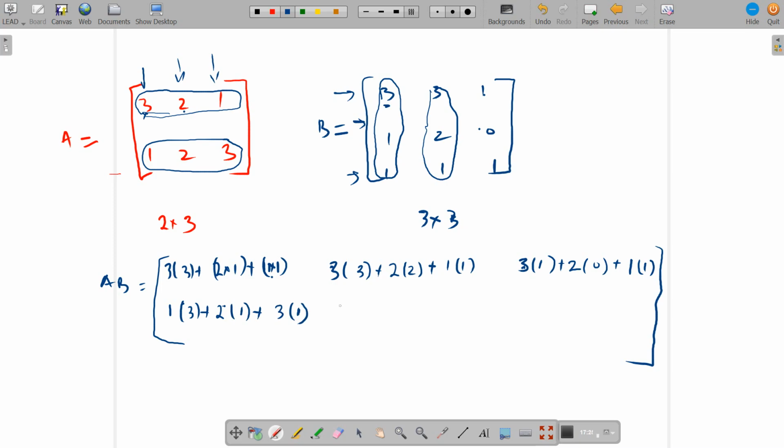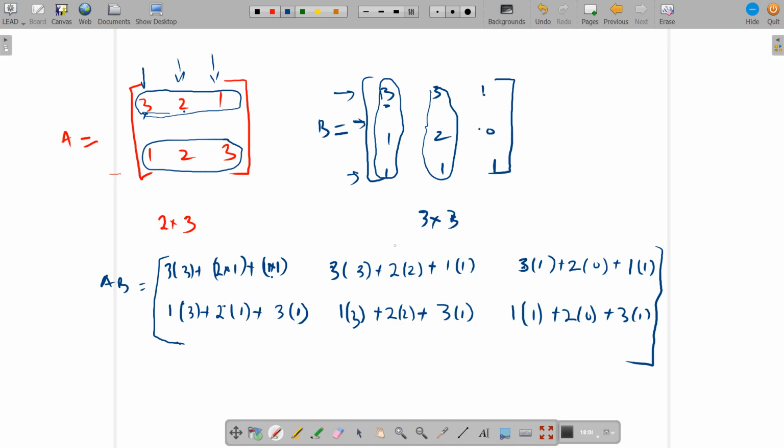And the second one is going to be 1 times 3 plus 2 times 2 plus 3 times 1. And the last one is going to be 1 times 1 plus 2 times 0 plus 3 times 1. All right. Can we still have an item here? Is it possible? It's going to be row 3 here. Then we don't have a row 3. So it means that we can no longer continue.